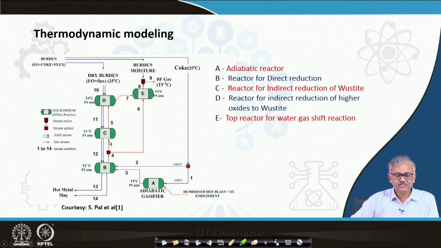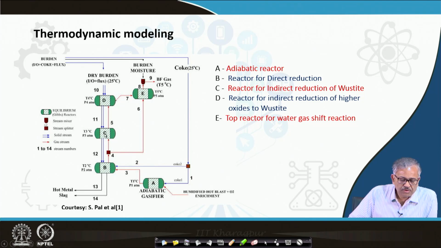So this is one part, and then this is reactor C, where indirect reduction of wustite will take place. The gas stream, red, the CO gas, is going here, and the wustite will come out, part of it, along with the flux. The wustite is partially reduced, because it partially gets indirectly reduced, and whatever is left comes here and will finally be directly reduced, or part may be indirectly reduced because of the adiabatic gasifier, since whatever CO you are giving may participate in the indirect reduction.